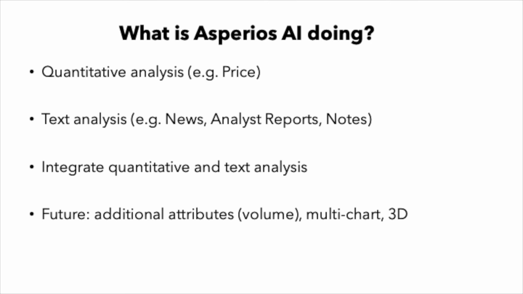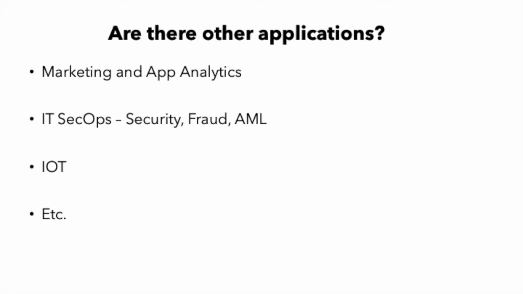So what did Asperios AI do? It analyzed the stock price. It also analyzed news and other text, integrated it to identify the top 7 events that affect the medium term and the long term. In the future, we can do more complex things. We see the opportunity to use this technology in a number of other areas.